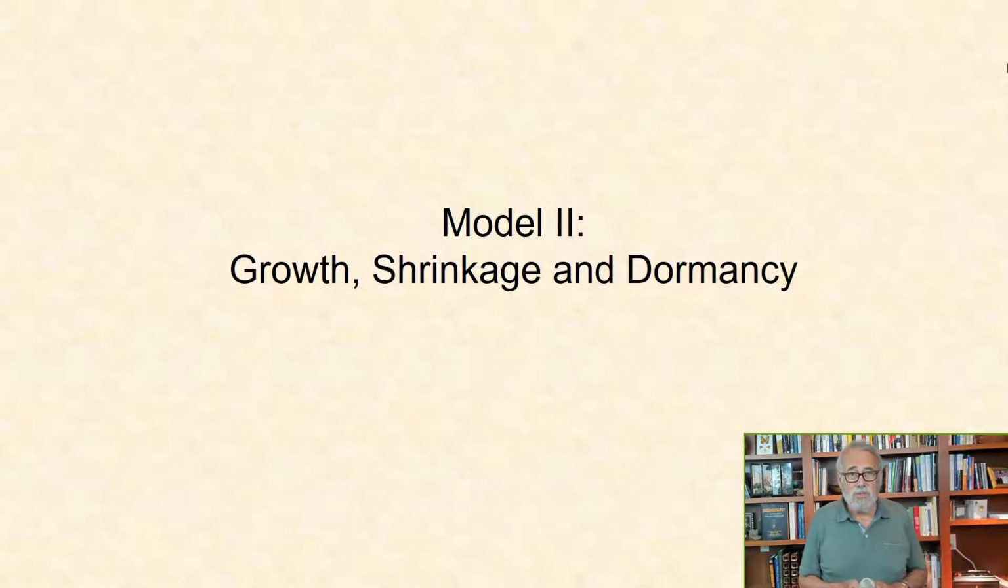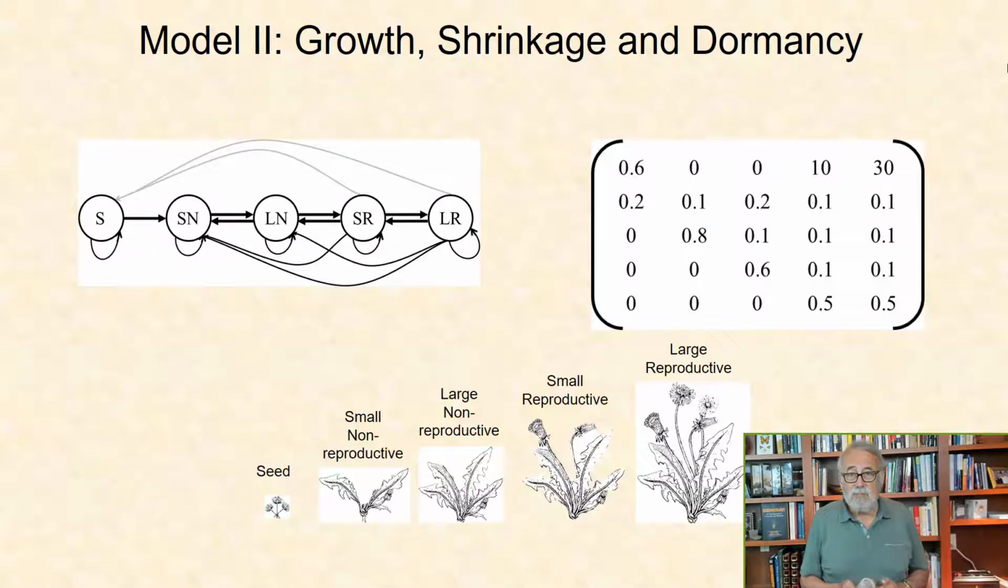Model 2, growth, shrinkage, and dormancy. Modular organisms such as plants can shrink in size, and this may impact their survival or reproduction. Dormancy, a period in an organism's life cycle when growth, development, or physical activity are temporarily stopped, can also influence demography because a population will consist of two parts: the growing individuals that can reproduce and the dormant individuals that can persist for many, and in rare cases, hundreds of years.